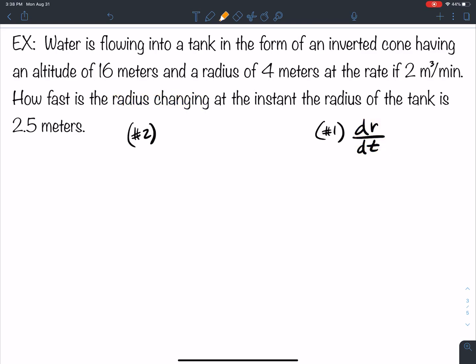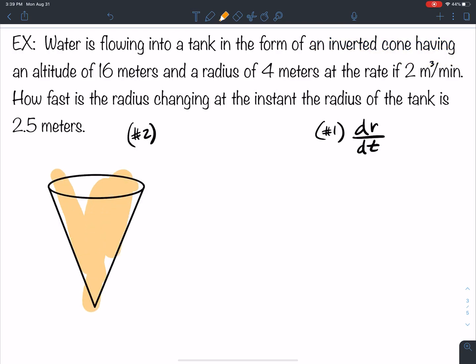Now, number two, I need to write down everything that I know. First thing I'm going to do is draw a picture of an inverted cone. So what's an inverted cone look like? This is a cone, kind of like an ice cream cone, right? And so this thing is getting filled up with water, and we've got a radius. Now, the height, h, this altitude here is 16 meters, we're told, and the radius r is 4 meters in total. Okay, so I've got my picture.